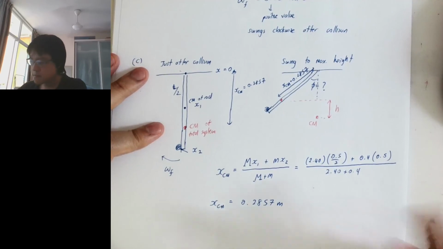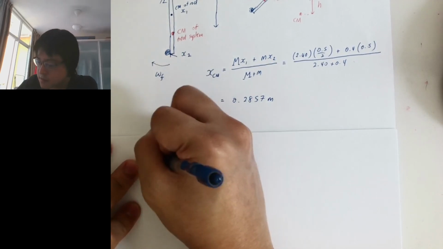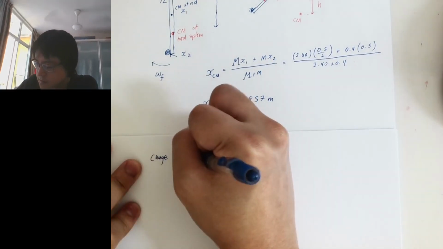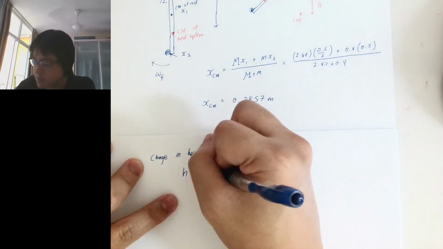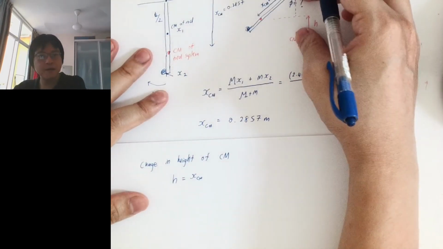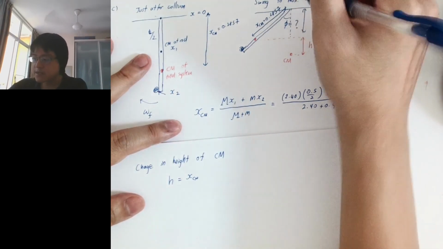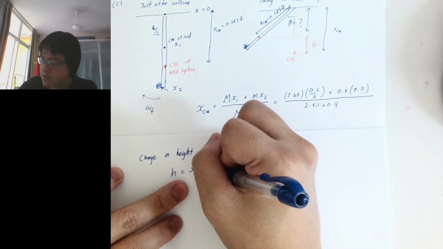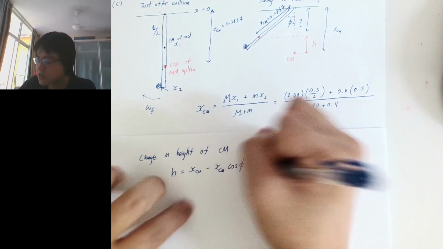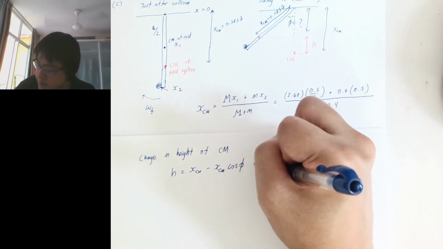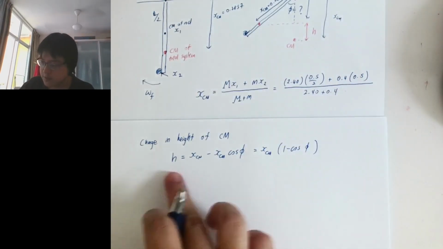Okay. So now we can calculate the change in the height of the center of mass. We do the same method that we calculated just now. From here to here is the xcm. Then from here to here is xcm cos of the angle. So it's xcm minus xcm cos of the unknown angle. I don't know what this angle is. So it's xcm times (1 minus cosine of the angle). Okay, so this is the change of the height.